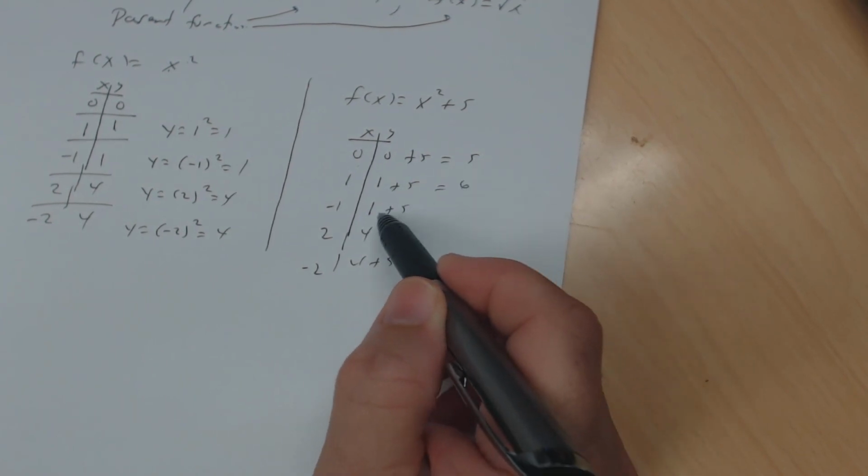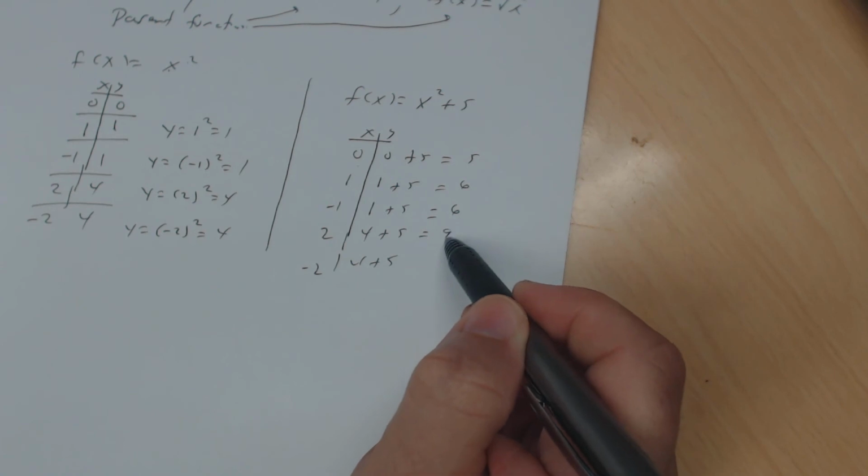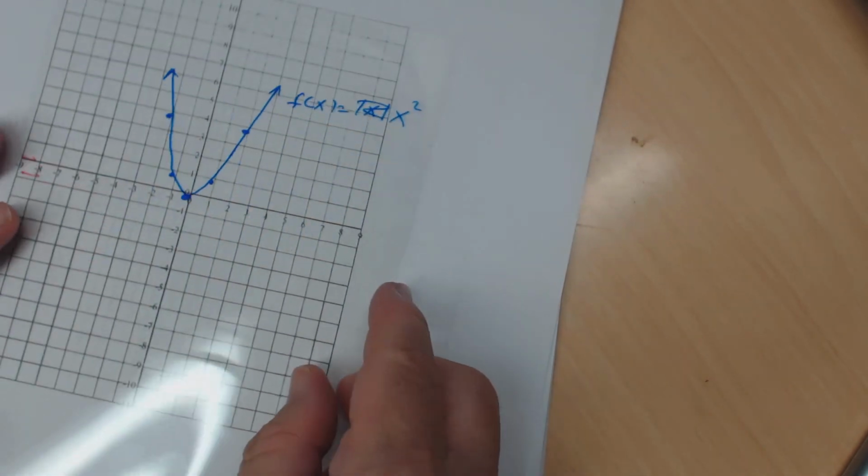1 plus 5 is 6. 1 plus 5, oops, yeah, 1 plus 5 is 6. 4 plus 5 is 9. 4 plus 5 is 9. Okay? And I want you to see what's going to happen now. I want you to notice something.